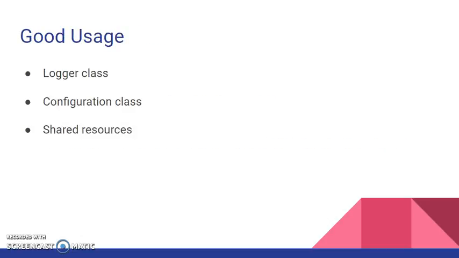Let's look at some cases for good usage of the singleton design pattern. We want to use this pattern whenever we have exactly one instance of a class and we want it to be accessible from a global scope. Consider a logger class. We want everyone to be able to access the logger class, and we don't want to instantiate a new object every time we want to use it. Thus, the singleton pattern makes perfect sense.